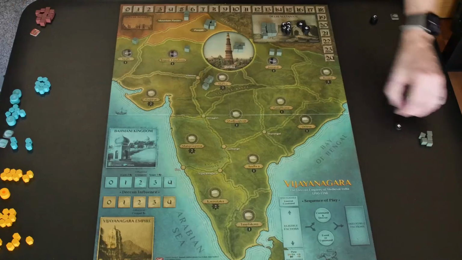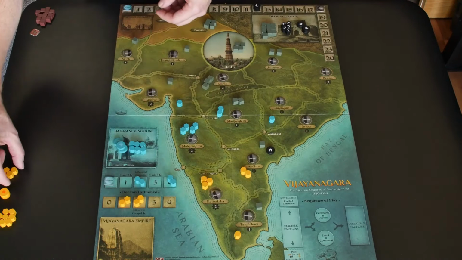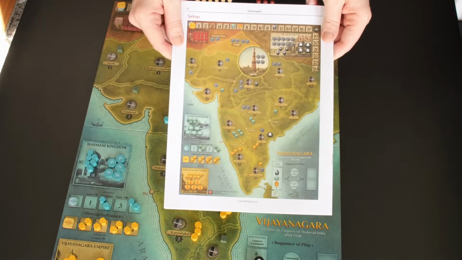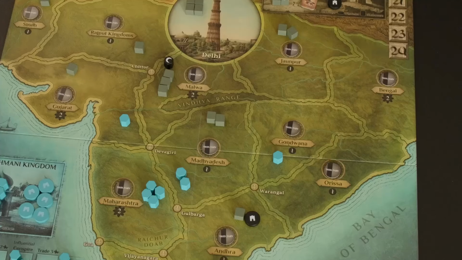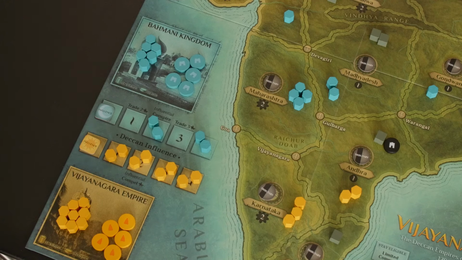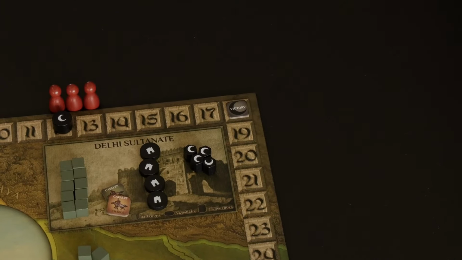So let's get this game set up. Follow the instructions closely in the rulebook. There's a diagram on the last page so that you can confirm that you've got everything set up the way it should be. All regions begin with tributary markers. And the influence track is set to 0 for the Bahmani and Vijayanagara factions. Thus only the Delhi Sultanate will have any score on the board, 18 victory points total.